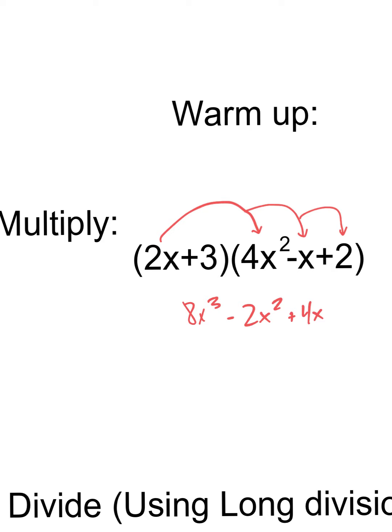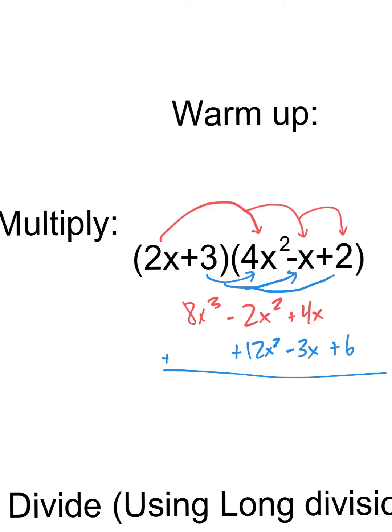Okay, so this is double distribution, so we have to multiply both 2x and 3 by each term in the other polynomial. So this is going to be 3 times 4x squared, which is going to be 12x squared. Notice how I'm setting it up underneath the other x squared term because they are like terms, so we're eventually going to combine. Then I'm going to take 3 times negative x, which gives me a negative 3x, and 3 times 2, which is a positive 6. So when I combine these, or add these together, I end up with 8x to the third plus 10x squared plus x plus 6.